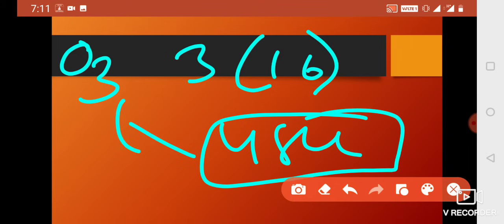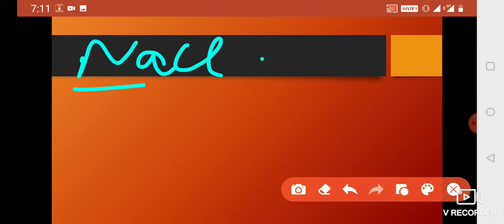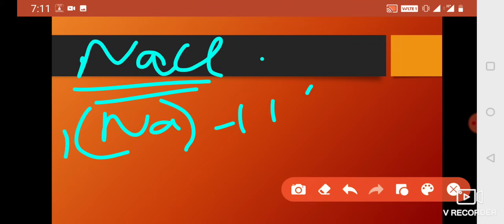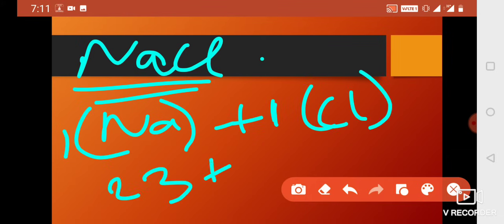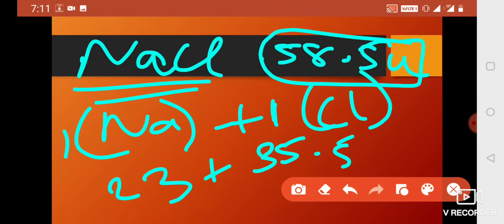Now let us take example of table salt. Okay, that we are eating, salt. That is NaCl. So 1 Na, 1 Cl, and this will be 23 plus 35.5u, and this will add up as 58.5u. So this is the molecular mass of NaCl. Okay, table salt, eating salt that we are eating.